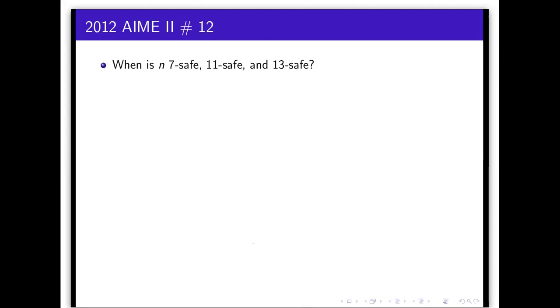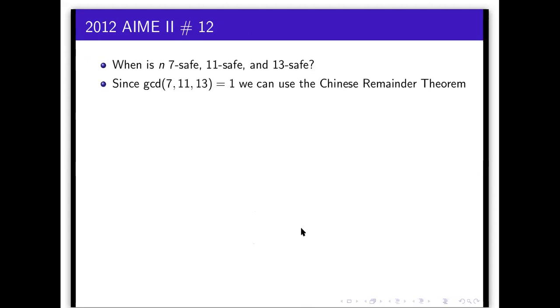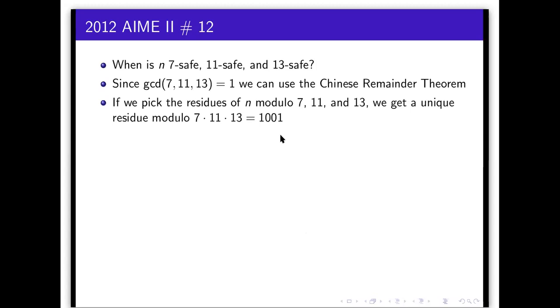Well, since 7, 11, and 13 are relatively prime, they're prime numbers, the Chinese remainder theorem allows us to consider mod 7 times 11 times 13, which happens to be 1001. So we can first choose what n is modulo 7, then modulo 11, then modulo 13. And then the Chinese remainder theorem tells us that it gives us a unique residue modulo 1001.